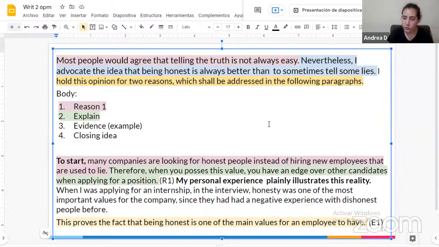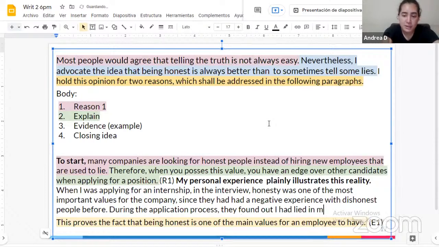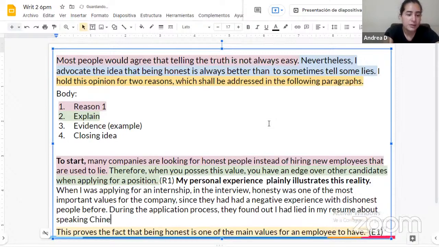And I would try to also talk about myself. So maybe you can say something like, I don't know, during the application process, let's say, they found out I had lied in my resume, let's say, about speaking Chinese. Okay, so something like that. During the application process, they found out that I was lying and they didn't hire me for this reason. So that would explain, right?